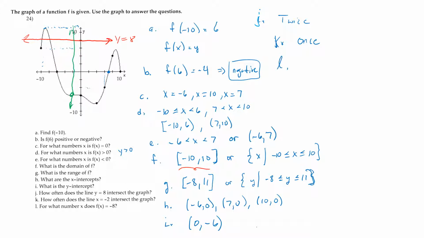And part L, for what number x does f of x equal negative 8? They want to know what x coordinate has a y coordinate of negative 8. And it looks like there's just one point. This point right here has a y value of negative 8. So f of x is equal to negative 8. And so the x value at that point is 2. So if x equals 2, y will be negative 8. So the answer is x equals 2.